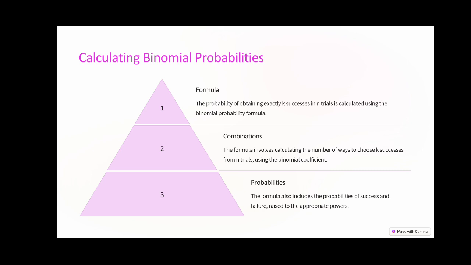First, we see what is the binomial coefficient. nCk is called the binomial coefficient. nCk can be found out using the formula n factorial divided by k factorial into n minus k factorial. This is the formula of binomial coefficient nCk.